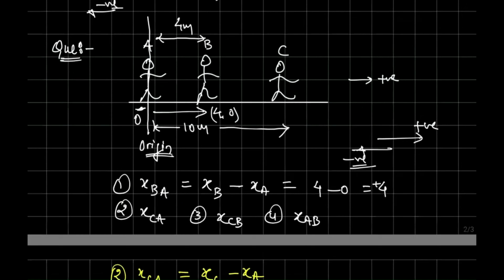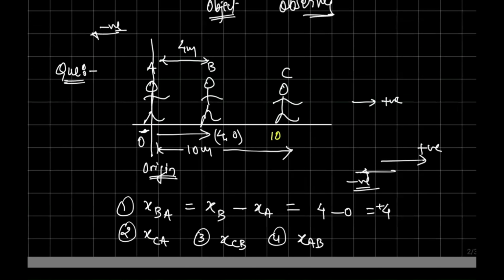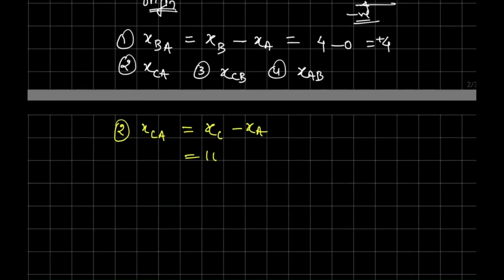What is the position of C? It is at 10, so I can say it is 10 comma 0, so I will use 10. And what is the position of A? It is 0, so you get plus 10. Then the third one is the position of C with respect to B. So it will be position of C minus position of B.